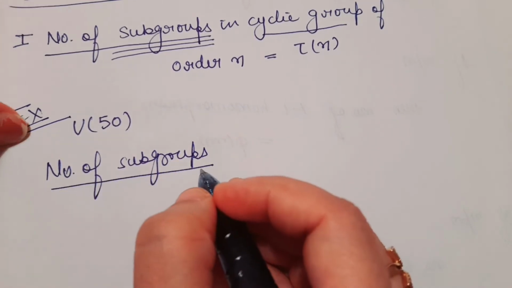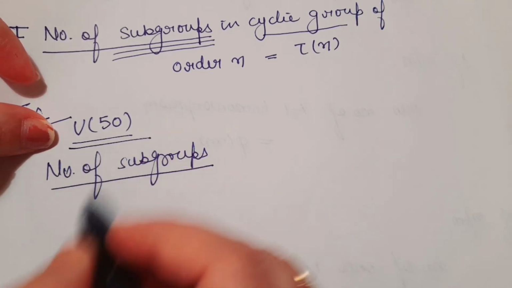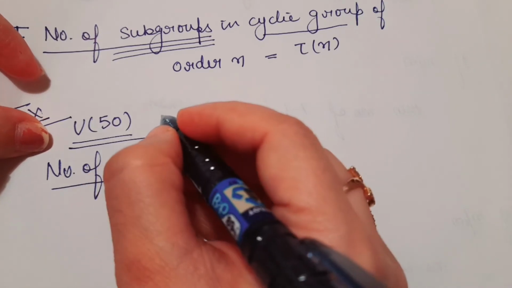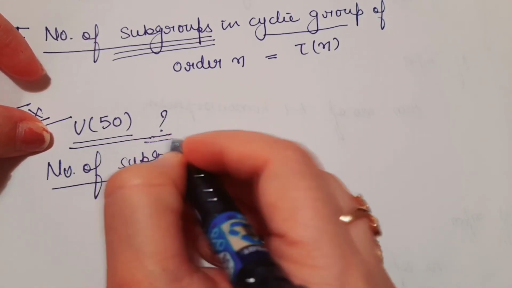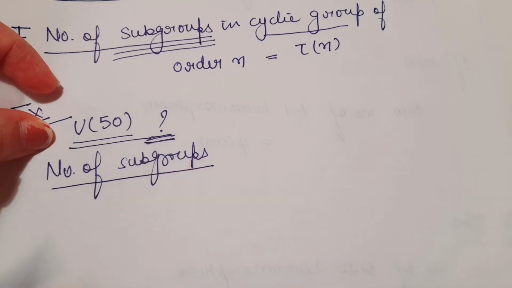Number of subgroups of U50 means, what is U50? Is U50 cyclic? Yes, U50 is cyclic. You can watch my video in which I have shown 3 ways to see whether any Un group is cyclic or not. We have discussed 3 methods there, so you can watch that video if you don't know. If you know U50 is cyclic, then we will proceed.